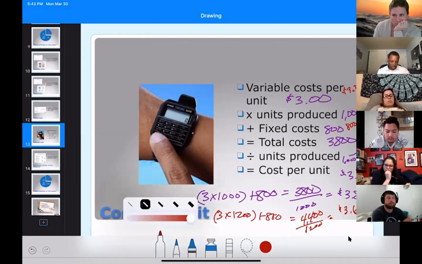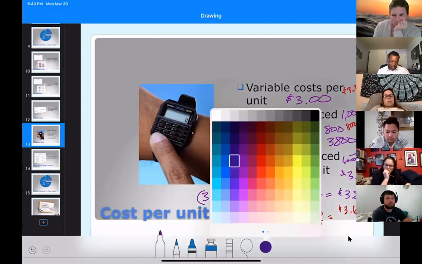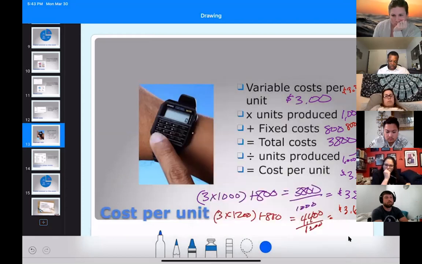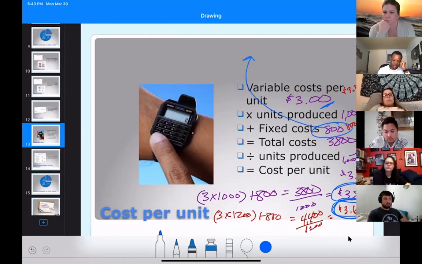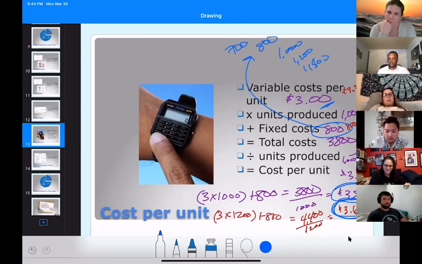I do this to show you the difference in this cost per unit. If we produce 1,000, our cost per unit is $3.80. If we produce 1,200, our cost per unit goes down to $3.67. If we were to produce 1,500 units, would our cost per unit go up or down? Down, right? This isn't changing our variable cost. What's changing is this $800 of fixed cost. We're either going to spread that between 1,000 units or 1,200 or 1,500, or God forbid, 800 or 700, whatever that relevant range is. So the more we can produce within our range, the lower our cost per unit will be.